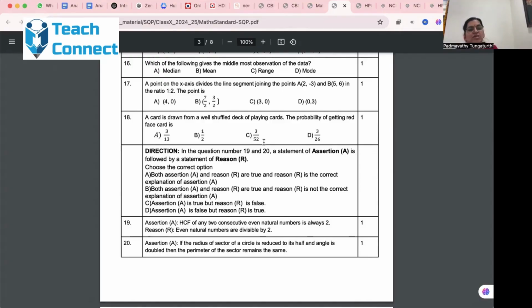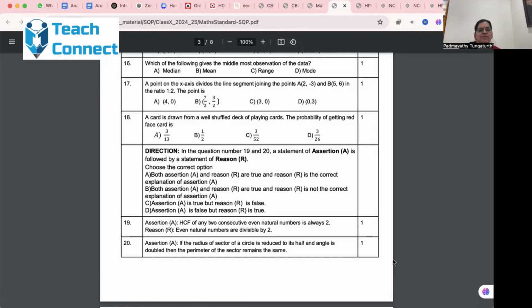Question number 16: which of the following gives the middlemost observation of the data? Median, mean, range, mode. Which one is the middlemost observation? Obviously, you now know the answer because it's the median, which is the middlemost observation.